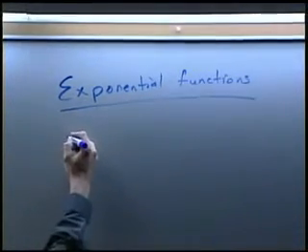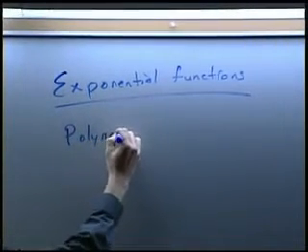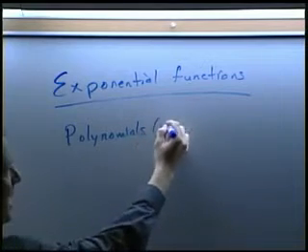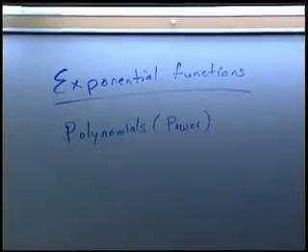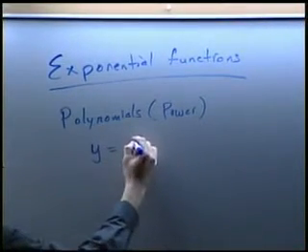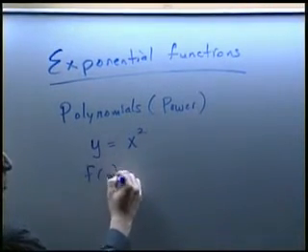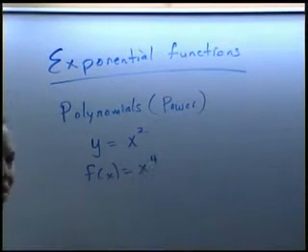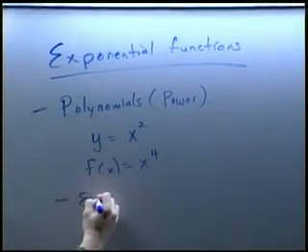Okay? We have done what are called polynomials. And polynomials can also be referred to as power functions before. Examples of polynomials or power functions might be things like y equals x squared, or f of x equals x to the fourth. Any of these types of equations, we know how to take the derivative of. Okay? What we want to look at here today is exponential functions.